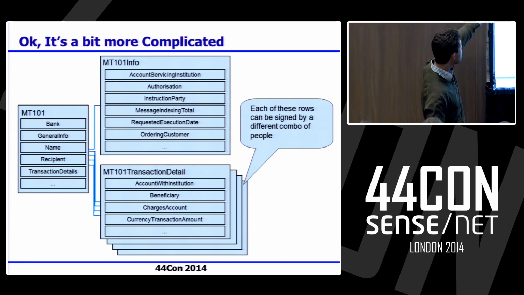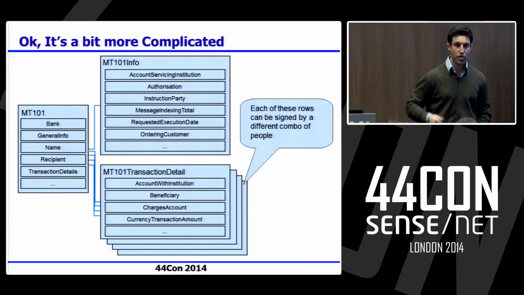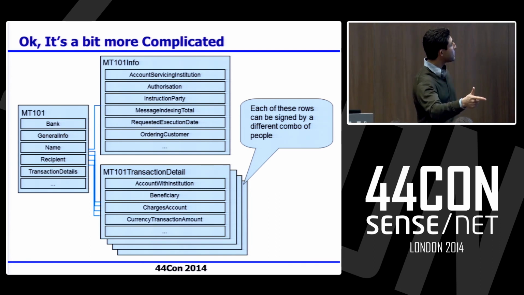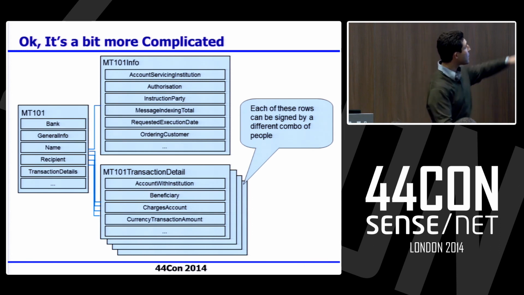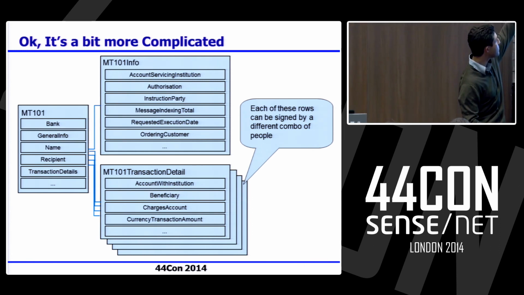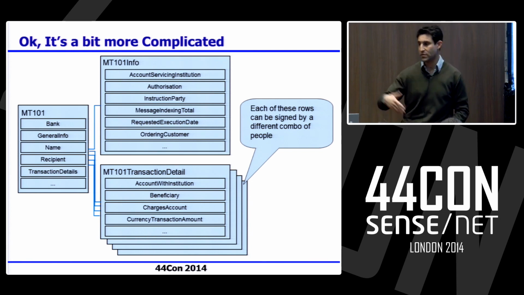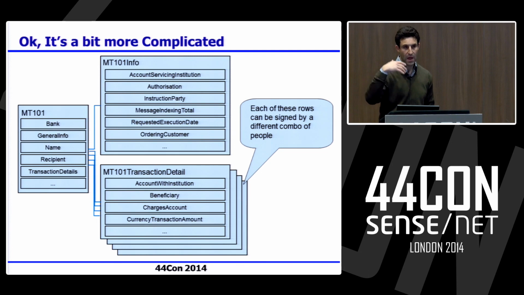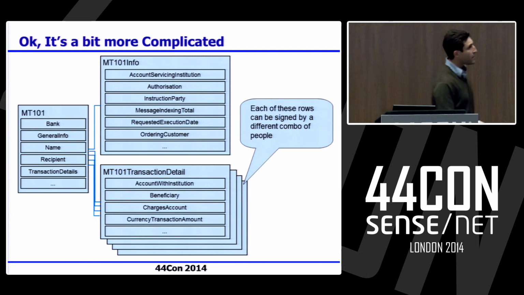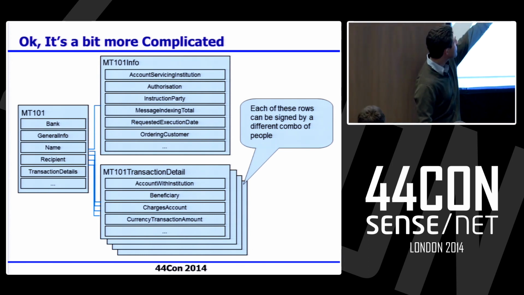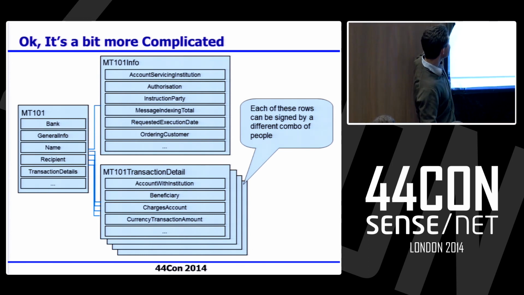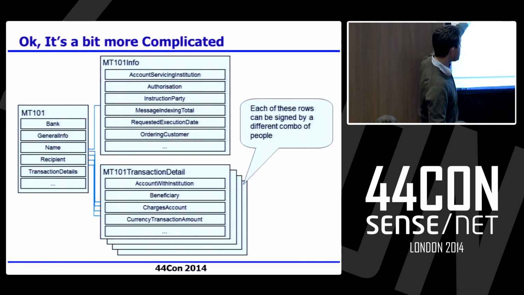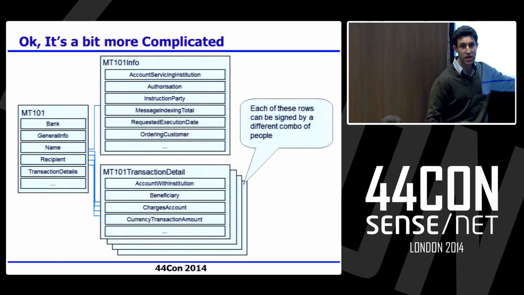So you've got the MT101 information details. I'm sending an instruction to this bank to make a payment to whoever the person is. This is the recipient. These are transaction details. The MT101 itself will have the servicing institution, and you'll have multiples of those related to each recipient, and each recipient will have many transactions associated with them.